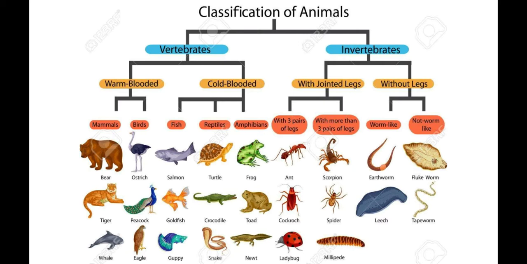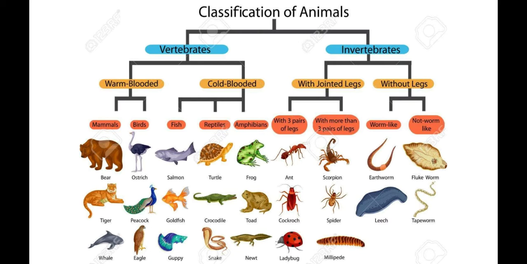Warm-blooded animals are mammals and birds. Cold-blooded animals are fish, reptiles and amphibians. Then jointed legs with 3 pairs of legs, more than 3 pairs of legs, and without legs, worm-like and not worm-like. So mammals, what are the mammals? Bear, tiger, whale. These are called mammals. Birds: ostrich, peacock and eagle. Fish: salmon, goldfish, guppy. Then reptiles: turtle, crocodile and snake. Amphibians: frog, toad, newt.